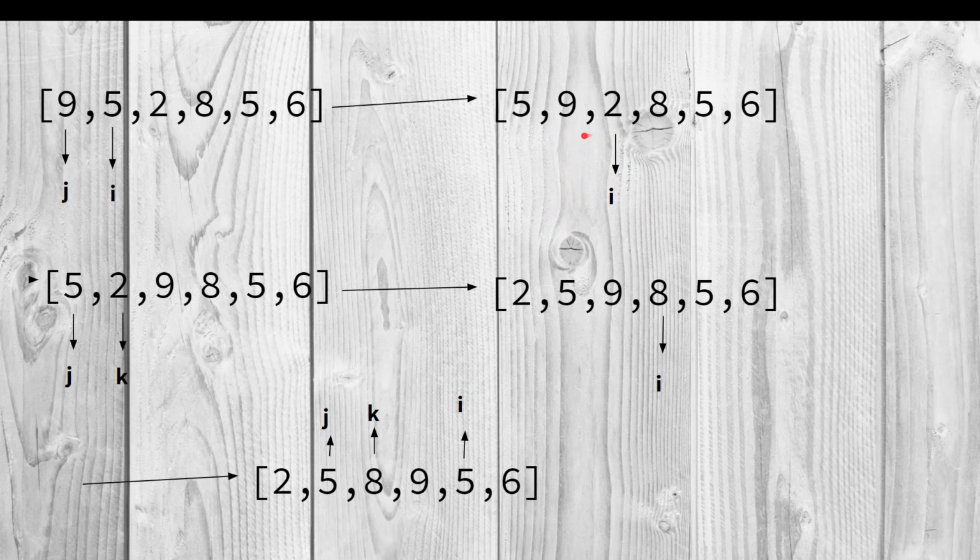So here 2 is less than 9, so we'll swap them, and also we'll point k to i minus 1, and that is 2, and j to k minus 1, that is 5. Again we can see that the value at k is less than the value at j, so we'll again swap them, giving 2 5 9, and also increment the value of i, because the previous part has already been sorted.